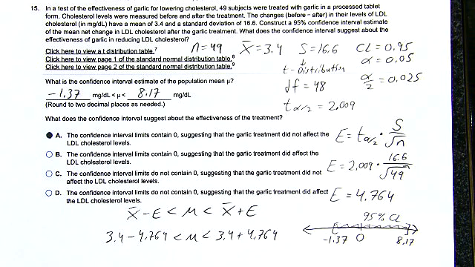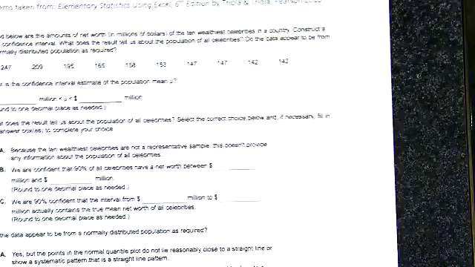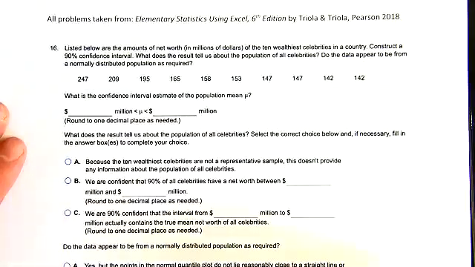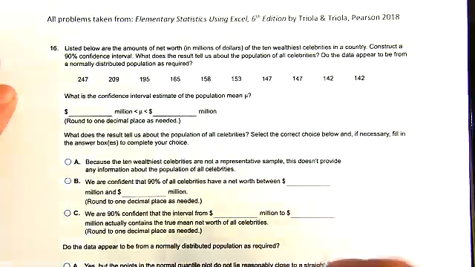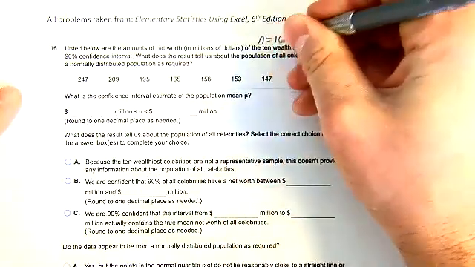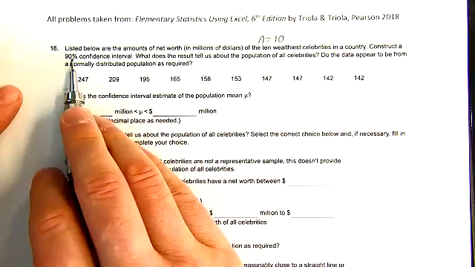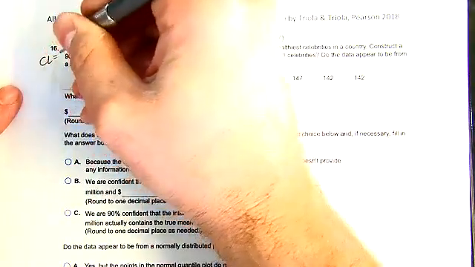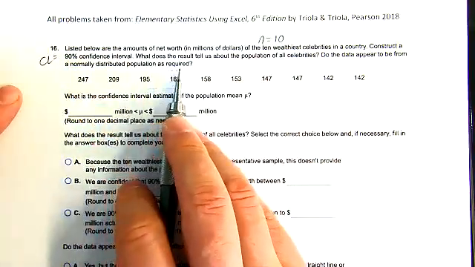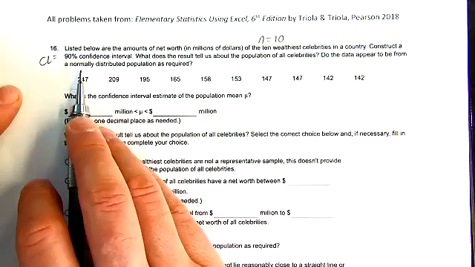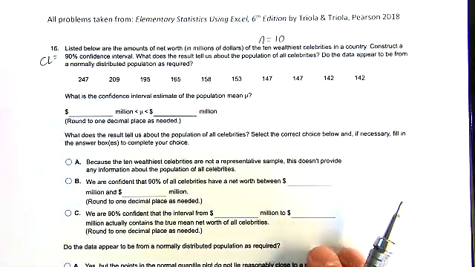Okay, let's try 16. Listed below are the amounts of net worth in millions of dollars of the 10 wealthiest celebrities in a country. So N is 10. Construct a 90% confidence interval. So CL equals 90%. What does the result tell us about the population of all celebrities? Do the data appear to be from a normally distributed population as required?